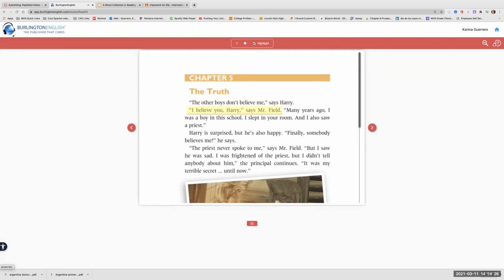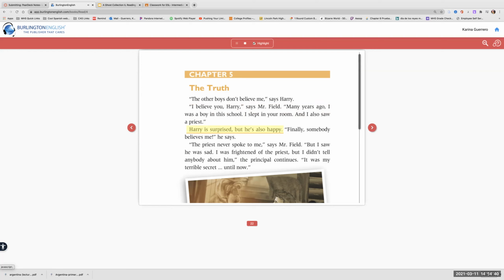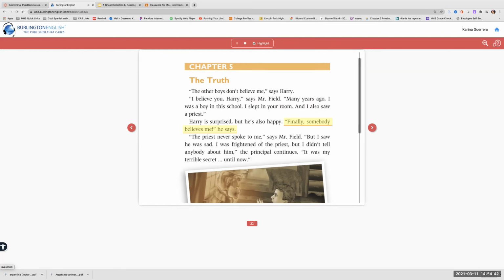"I believe you, Harry," says Mr. Field. "Many years ago, I was a boy in this school. I slept in your room, and I also saw a priest." Harry is surprised, but he's also happy. "Finally, somebody believes me," he says.